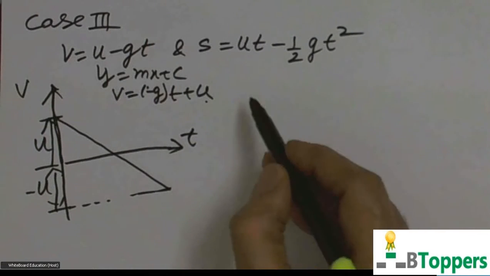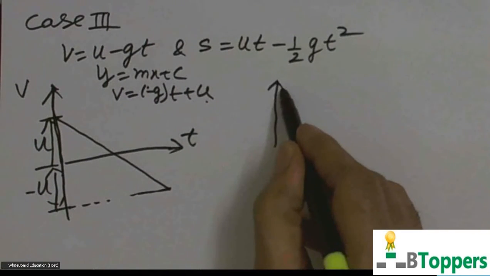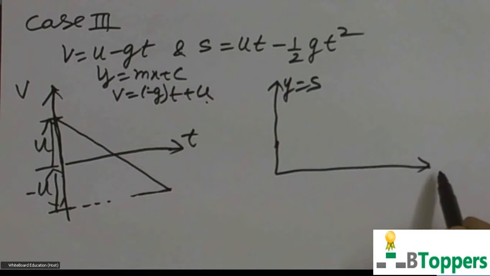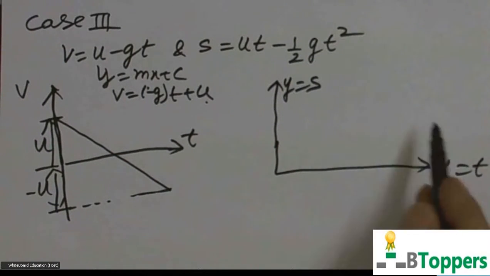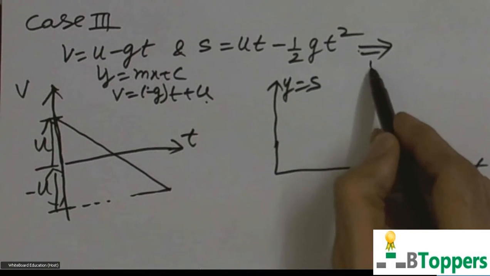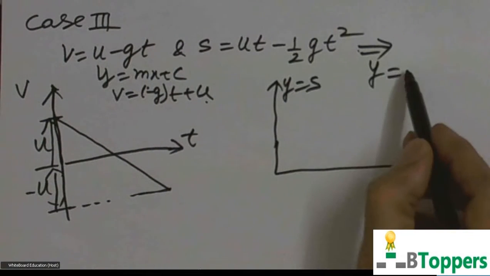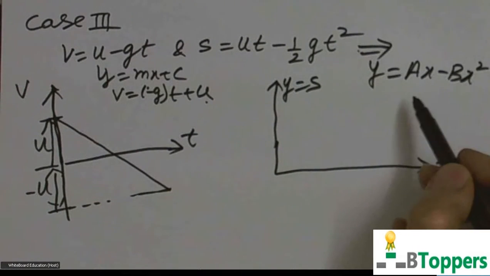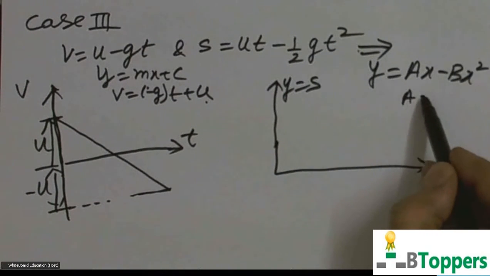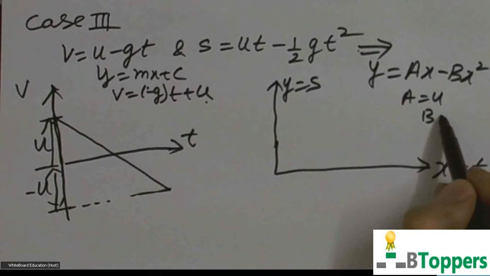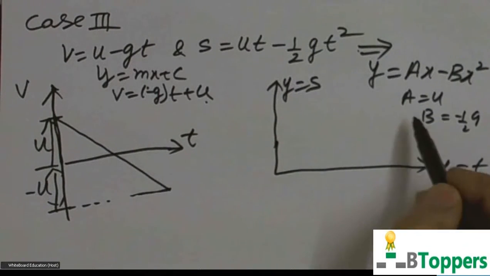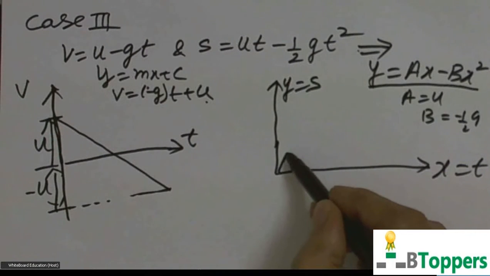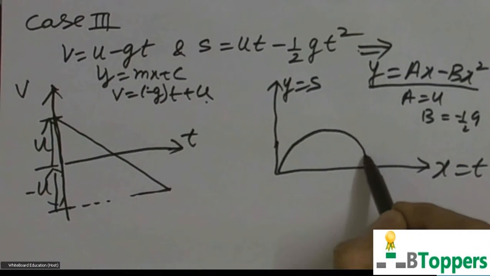But if you draw the displacement time graph, we take displacement along the y-axis and time along the x-axis. So this equation is now in the form y equal to ax minus bx square, where a and b are constants. Here a equal to u and b equal to minus half g. This represents the equation of a parabola. It will have a shape like this.